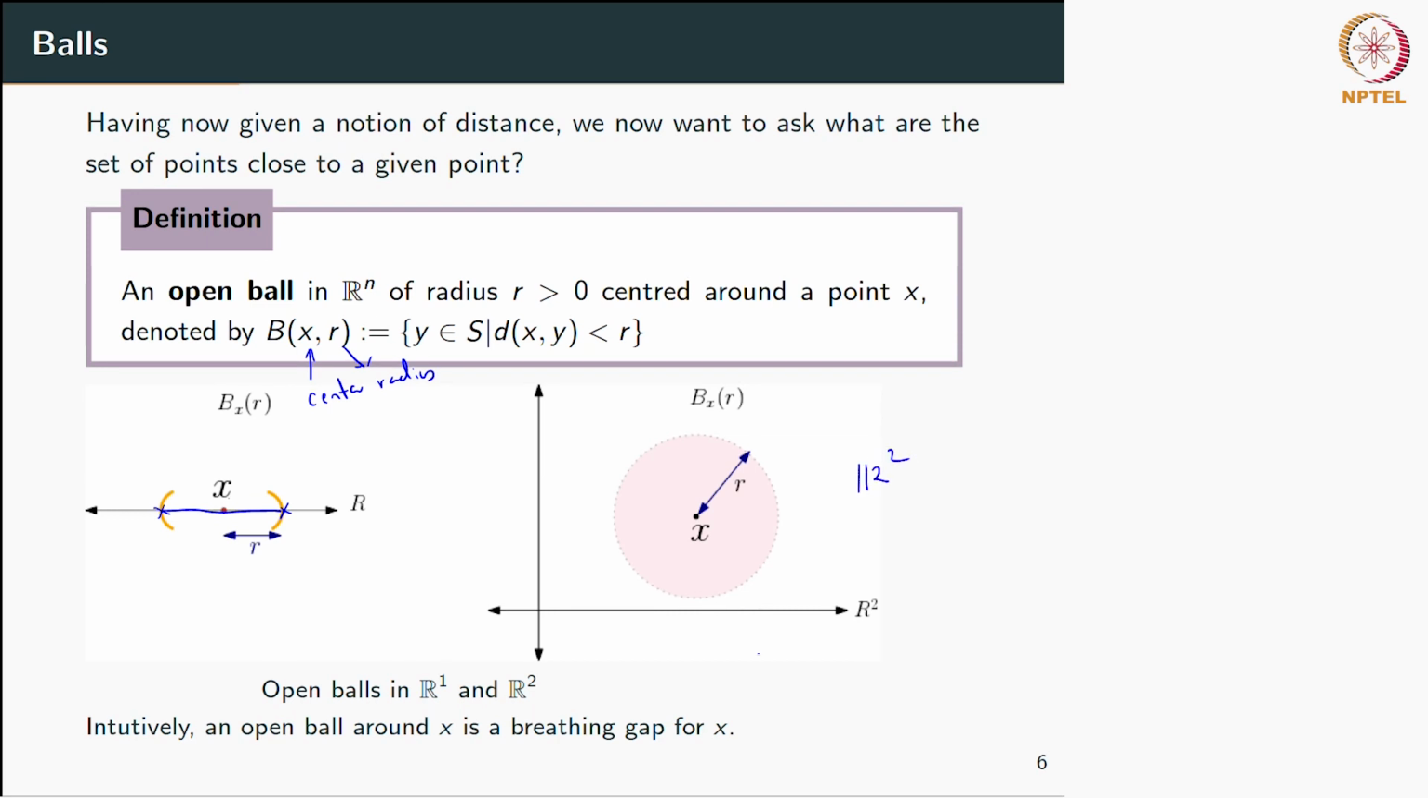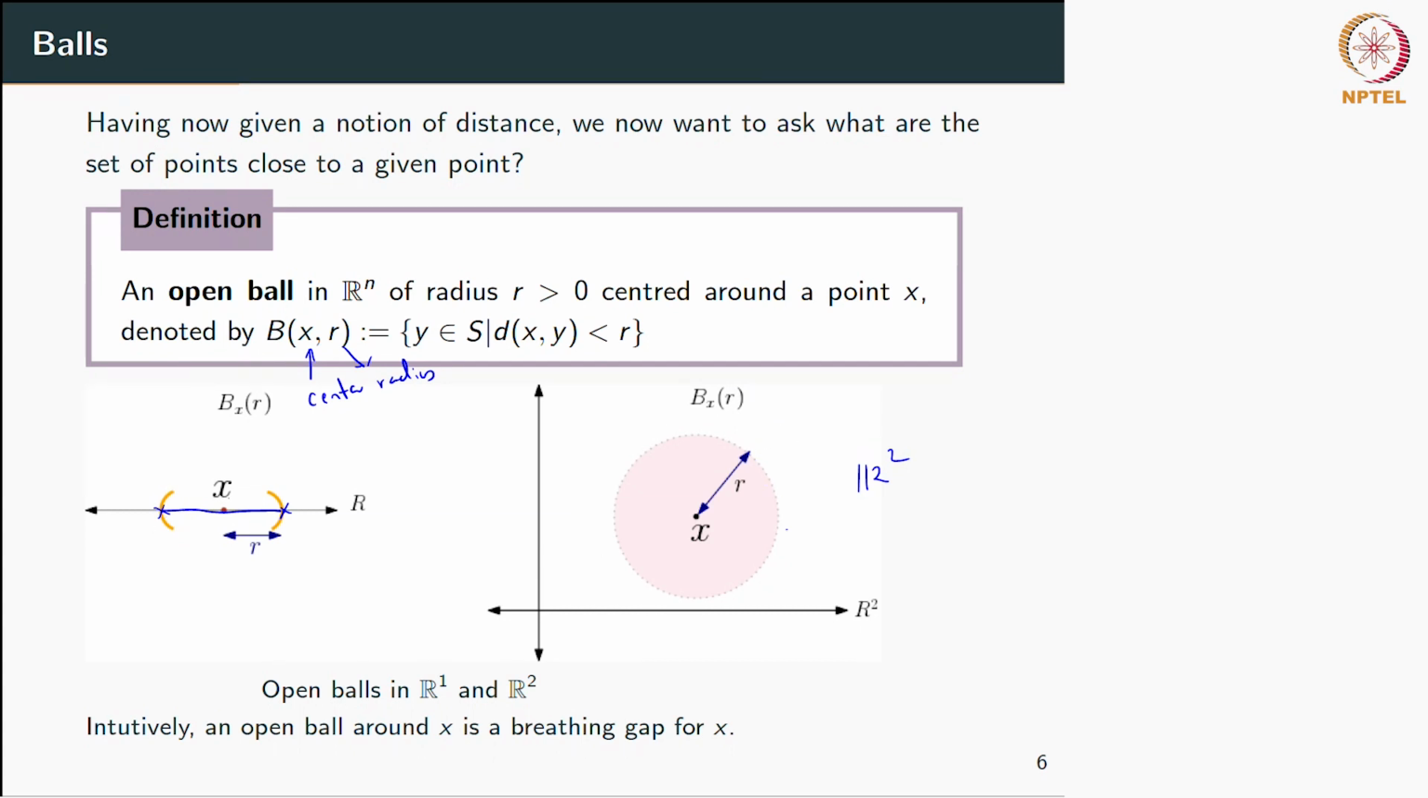You can visualize this same open ball in R2, in two dimensions, where x is now the center and r is the radius. This picture of a ball is very clear to us, but we should be able to extend the idea of an open ball to an n-dimensional space. For example, in R3 you have the 3D ball.